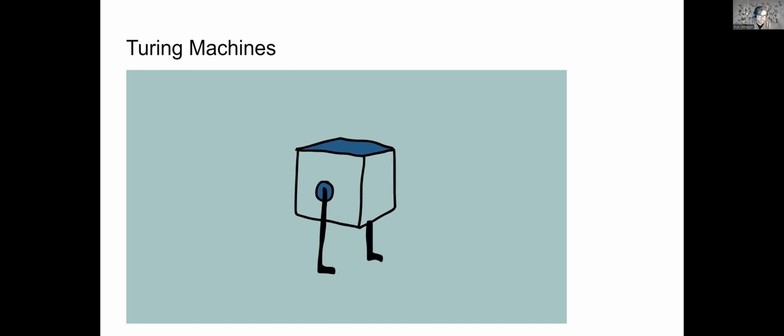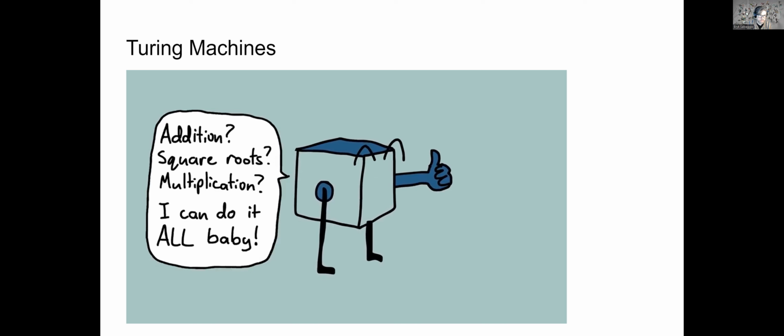Today we know this as a programmable computer. We have computers which we can program to do different things after they've been built. That idea originated right here in Turing's paper.